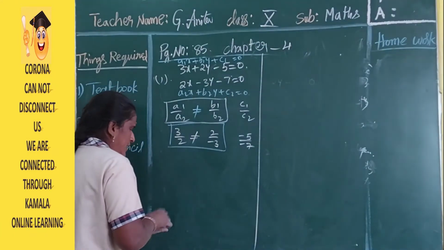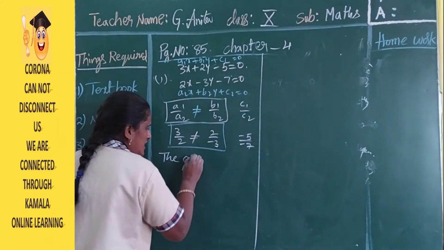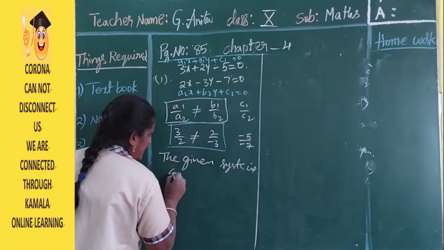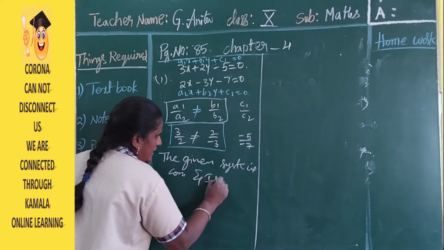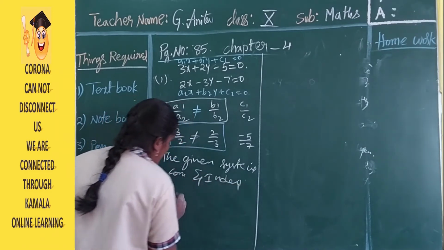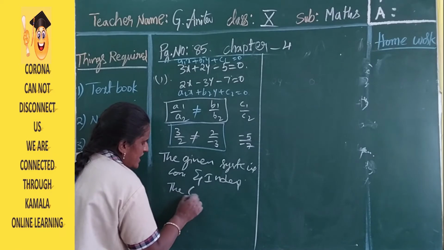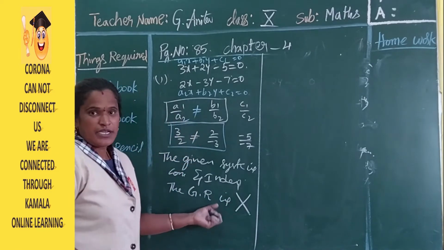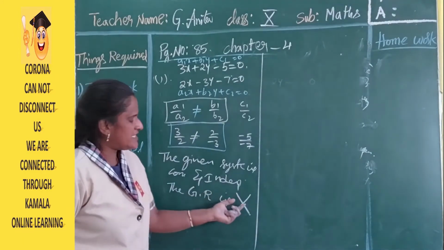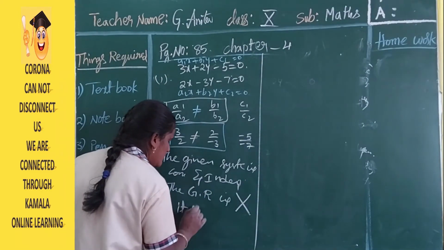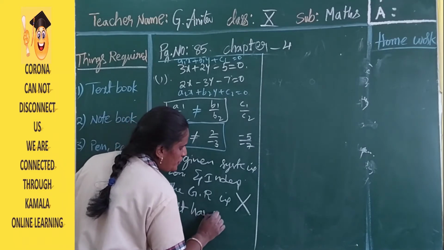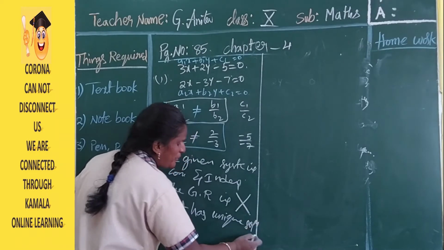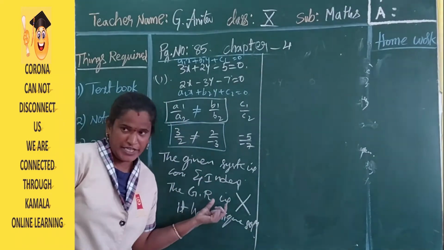So you have to write here that the given system is consistent and independent, and the graphical representation is intersecting lines. And how many solutions does it have? It has a unique solution. We already got the total problem idea here.